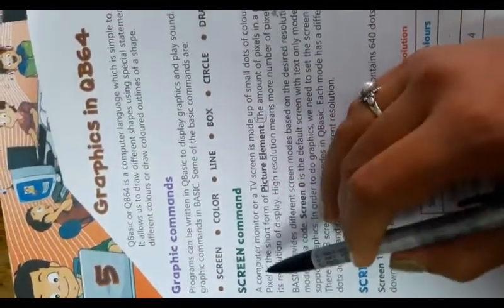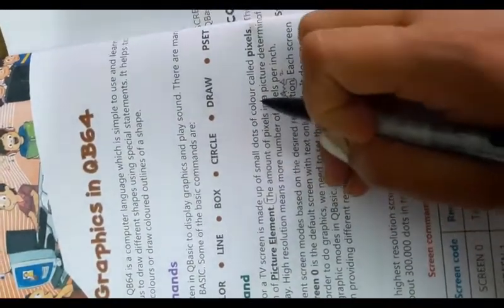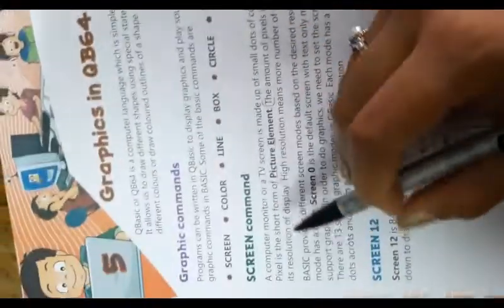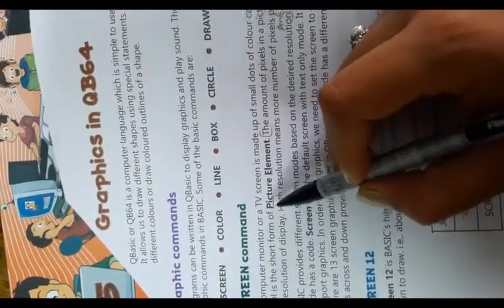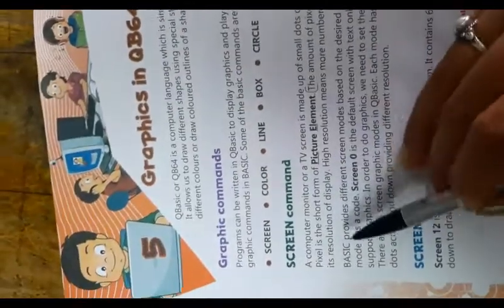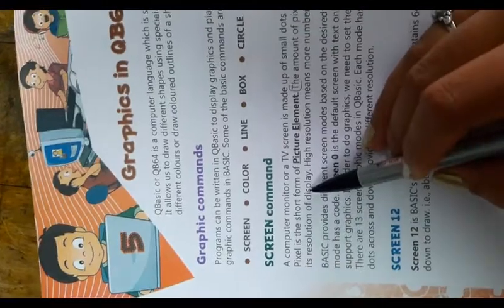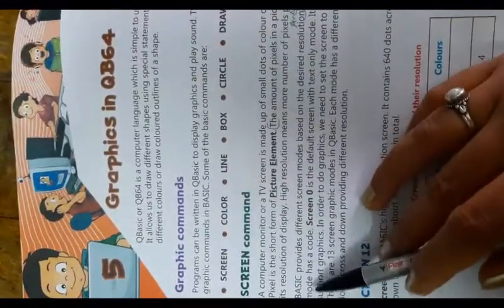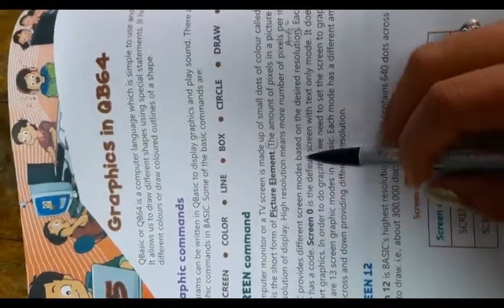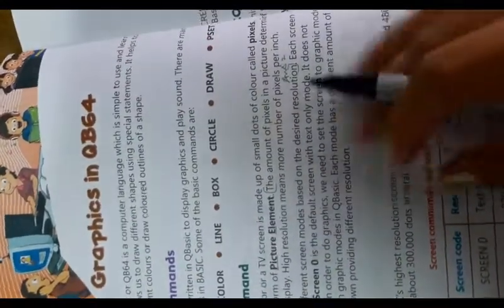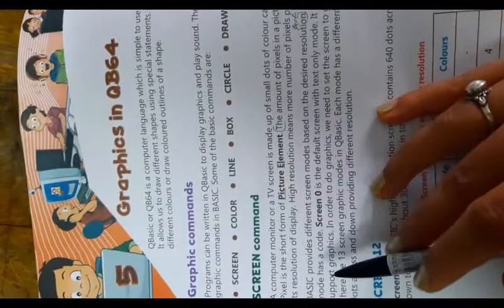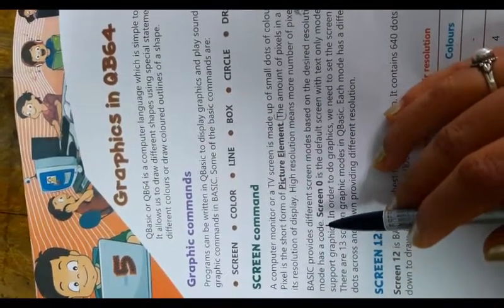Screen command. A computer monitor or a TV screen is made up of small dots of color called pixels. Pixel is the short form of picture element. The amount of pixels in a picture determines its resolution of display. High resolution means more numbers of pixels per inch. BASIC provides different screen modes based on the desired resolution. Each screen mode has a code.